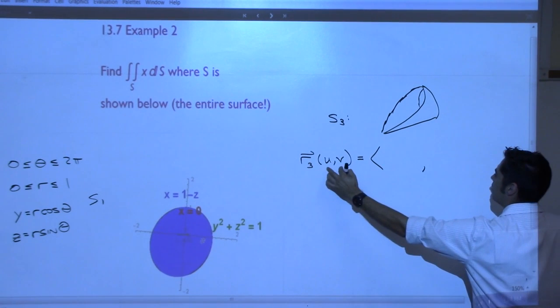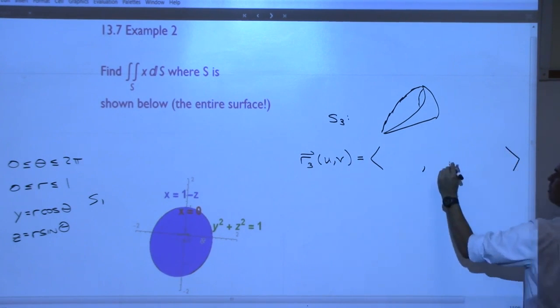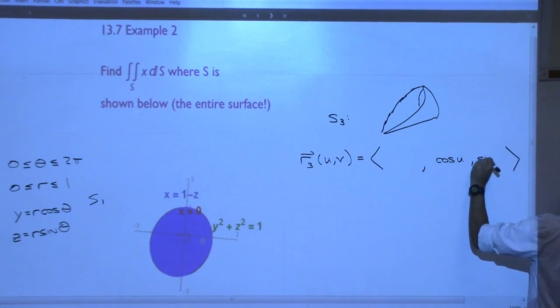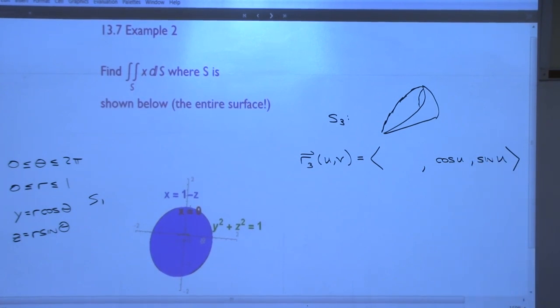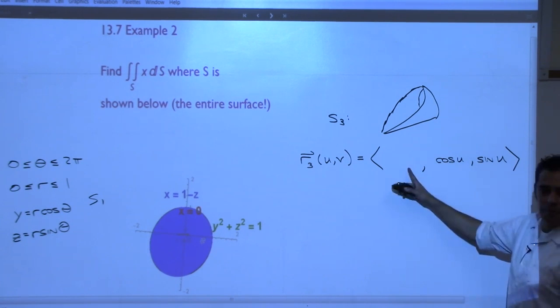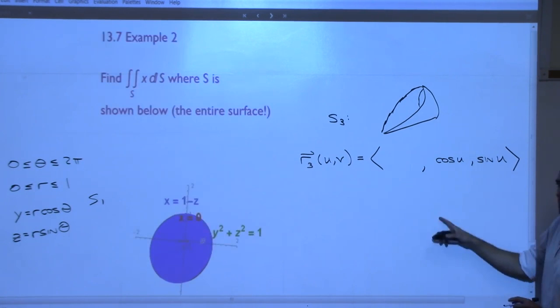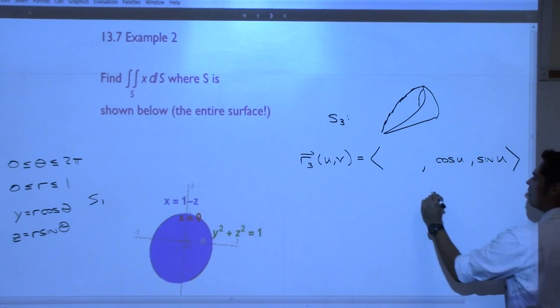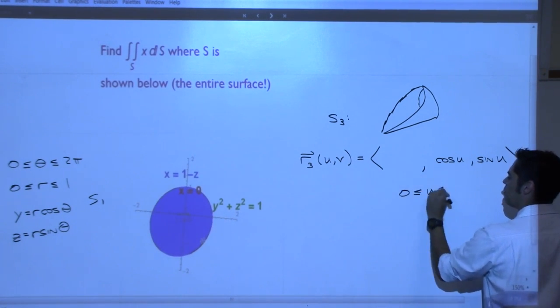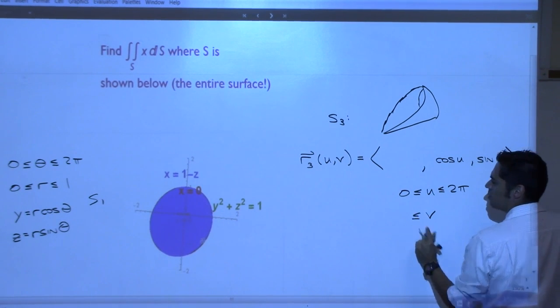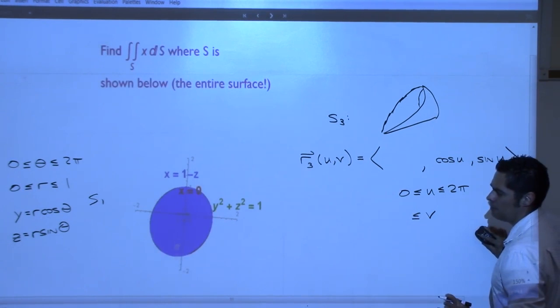I've got to use these, right? So cosine, what do you want to use? U. Sine, U. That should draw me a unit circle in the YZ plane. And then the V here, and you'll control it in the inequality. So U is going to be between 0 and 2 pi to draw me circles. And then the V is going to be, well, what's the smallest V I can have here?